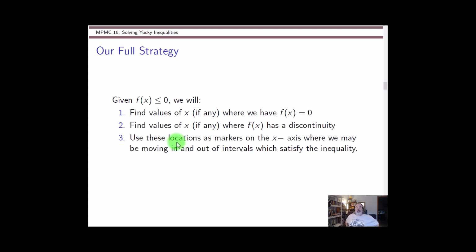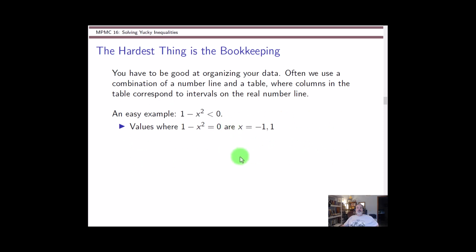Okay? And so we're going to place all these points where the function is equal to 0 or where it has a discontinuity as markers on the x-axis. And we're going to look at the intervals in between those markers and figure out which intervals are the winners according to whatever inequality that we have.